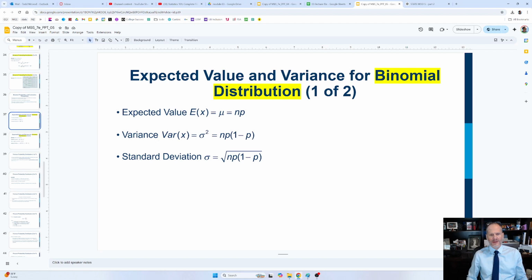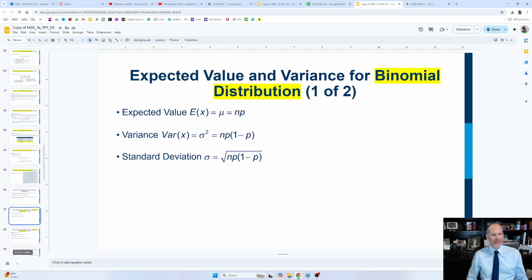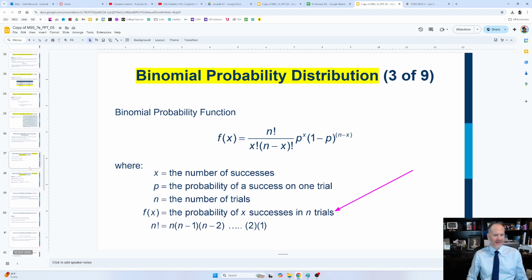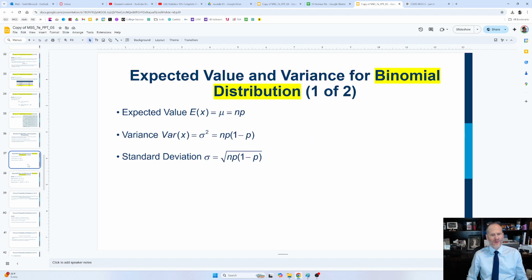But here we're going to see how to do the expected value and the variance and the standard deviation for binomial distribution. And we're also going to see an example of that. For the expected value, it's this right here. It's n times p, where n, if you remember, is the number of trials, and p is the probability of success on one trial.